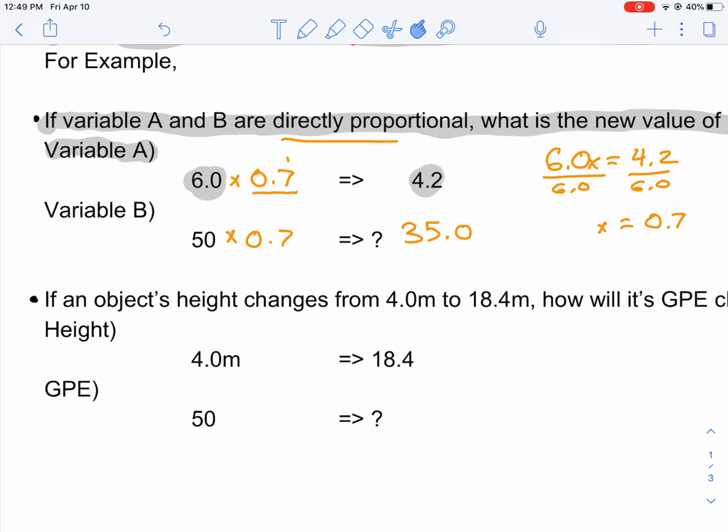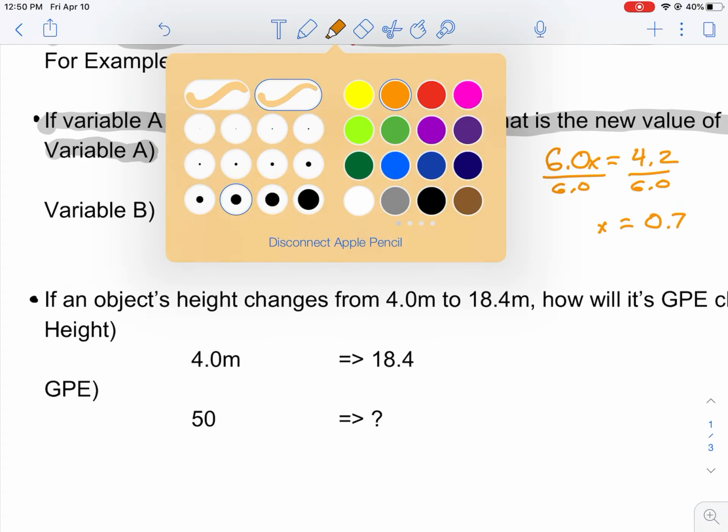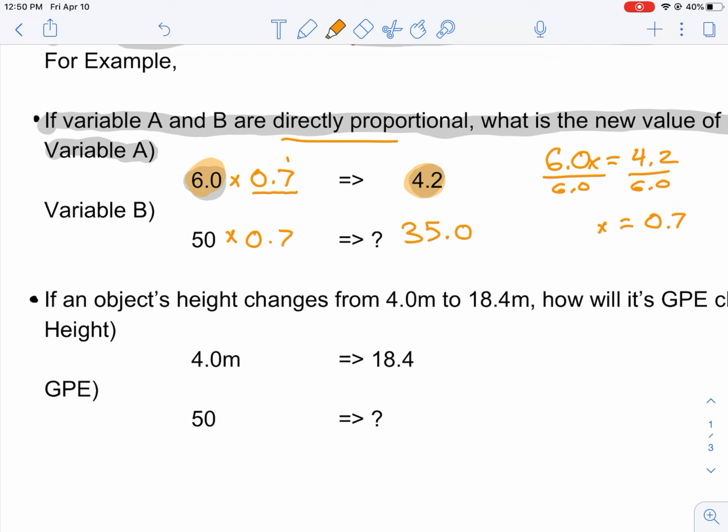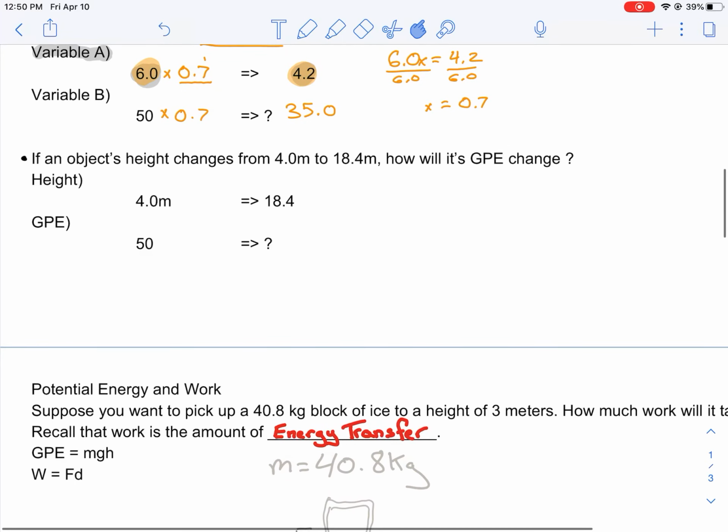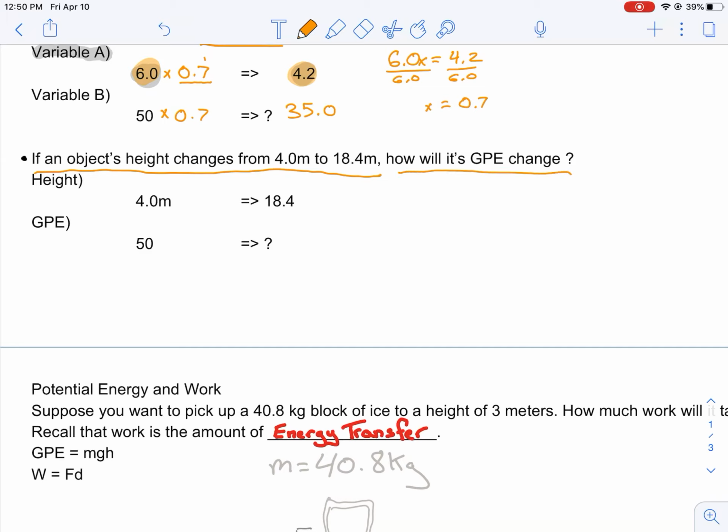So when you're thinking directly proportional, think, by what factor did my variable change by? If we know where it started and we know where it ended, then we could sort of find that. Okay, next thing. This one, if an object's height changes from 4.0 meters to 18.4 meters, how will its GPE change? So in this one, it gives you the starting height and the ending height. You know that it increases. We've got to figure out by what factor it increases. And you've got to figure out how does the GPE then change.